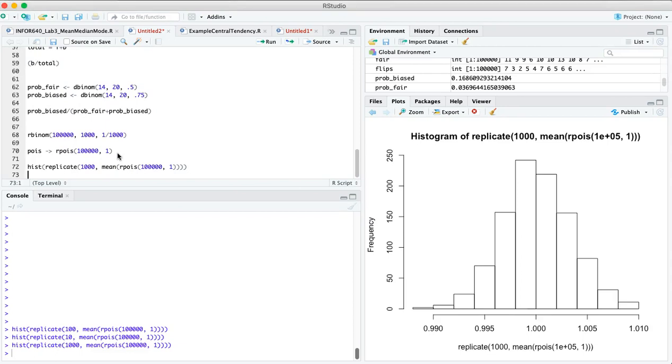So visualizing this distribution is a little bit more complicated than other ones. So we're going to pass this line in. This line is hist, H-I-S-T, and then we'll pass in replicate. Replicate means do the same thing this many times. So replicate this function. We're going to replicate 1,000 times the mean of the rpois distribution on our population of 100,000, and our lambda or our mean is equal to 1. And then there are 4 closing parentheses here. So go ahead and run that.